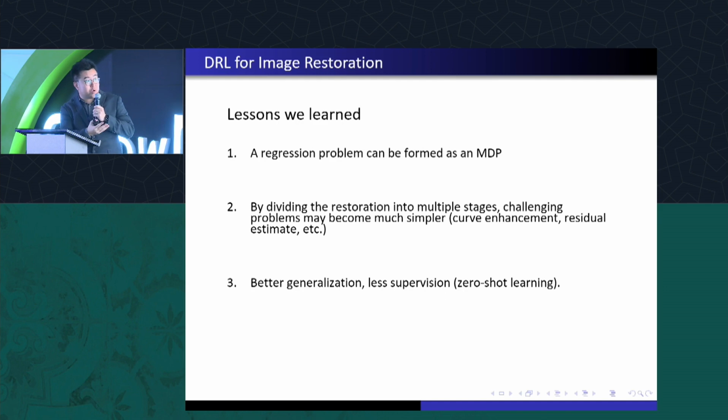And also, we observe in practice that these kinds of methods lead to better generalization and robustness. Also, by having a lighter weight network, sometimes it can enable zero-shot learning or unsupervised learning, rather than supervised learning over a very large data set. So these are some of the merits we observe for this kind of method.